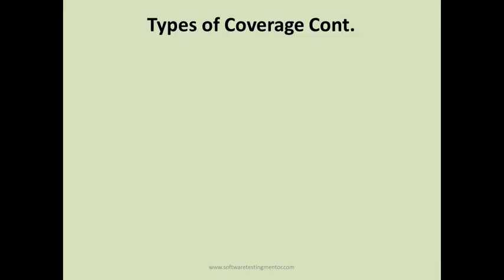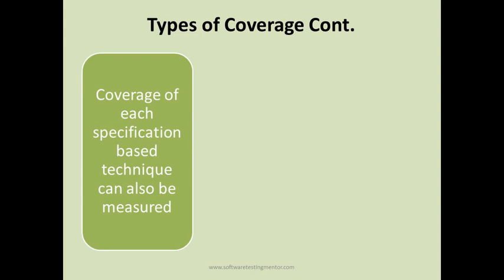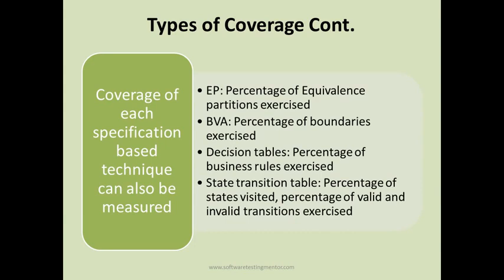So what are the other types of coverage? Coverage of each specification based technique can also be measured. For example, you have some specification based techniques, such as equivalence partitioning, boundary value analysis, decision table. What are the types of coverage for those? For equivalence partitioning, the percentage of equivalence partitions exercised. For boundary value analysis, the percentage of boundaries exercised. For decision tables, the percentage of business rules that have been covered by the test cases. In state transition testing, the percentage of states visited, and the percentage of valid and invalid transitions exercised by the test suite, by the number of test cases that you have executed. These are some of the coverage measures of each specification technique that you can use.